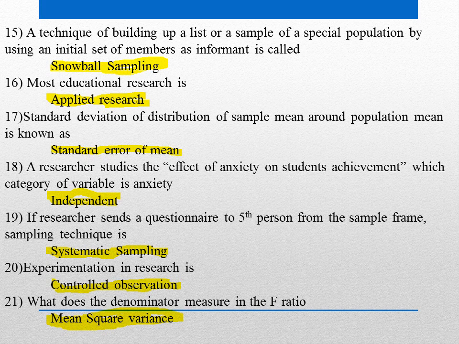The next question. Most educational research is applied research. Next, standard deviation of distribution of sample mean around population mean is known as standard error of mean. The next, a researcher studies the effect of anxiety on students' achievement. Which category of variable is anxiety? Independent.